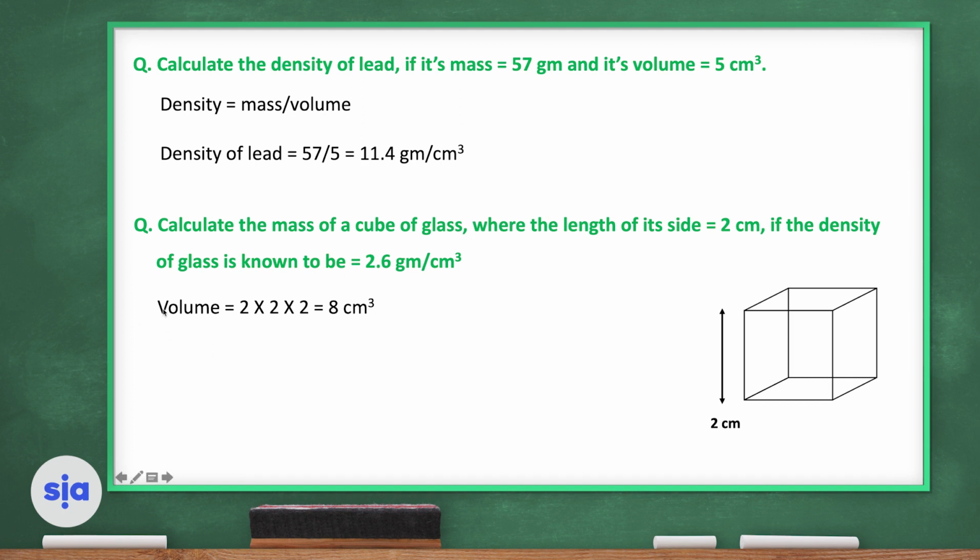If now we know the volume and we know the density, how can we get the mass? From the previous equation, which is density equals mass over volume, we can conclude that mass equals density times volume. Therefore, mass equals 2.6, which is the density, times 8, which is the volume. It will give you 20.8 gram.